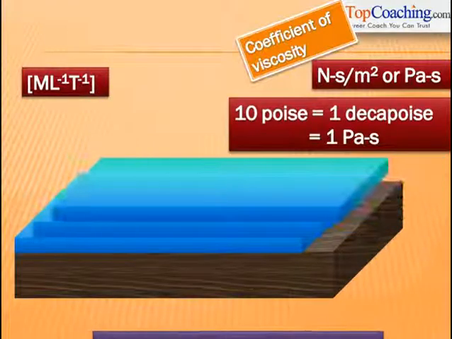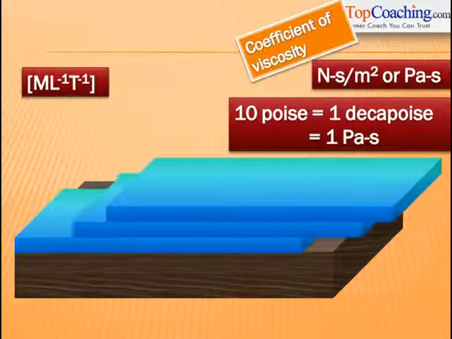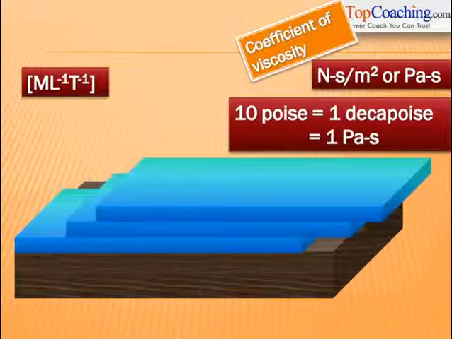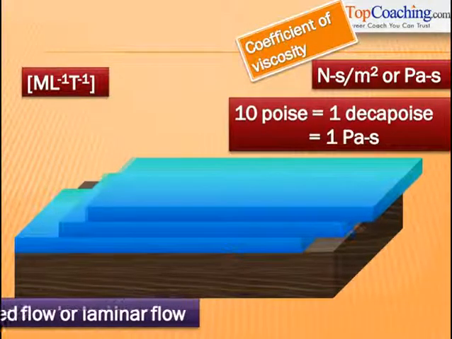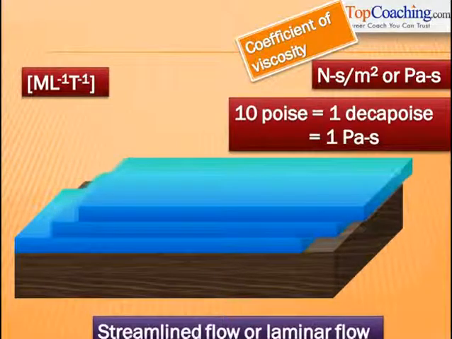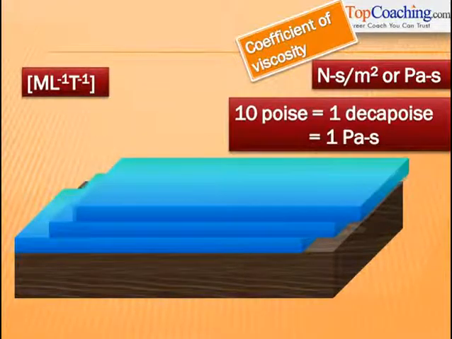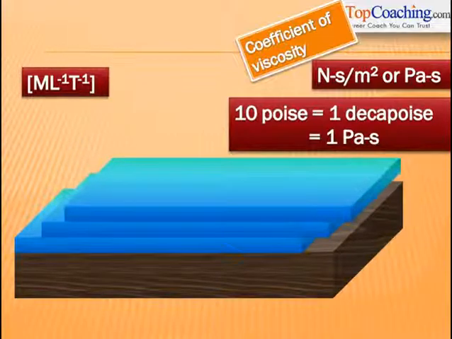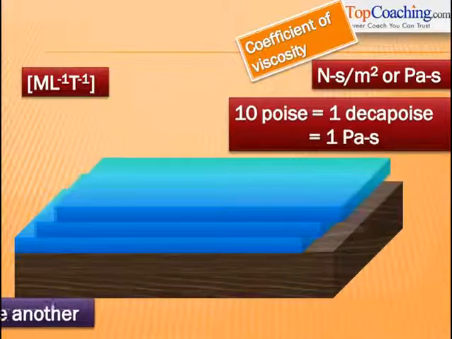Another interesting thing we must learn, and you must keep in mind, is that this kind of flow in which there are perfect layers which slip over each other is often called streamlined flow or laminar flow. Understood? In reality, we don't have such perfect layers. There are some breaks between layers. Sometimes the layers are not perfect cuboids like this. But if we assume that the layers are perfect and they perfectly slip over each other, then the flow is called streamlined or laminar flow.